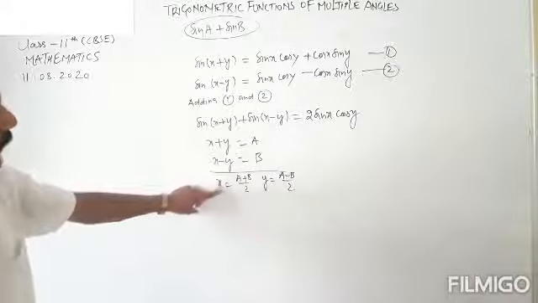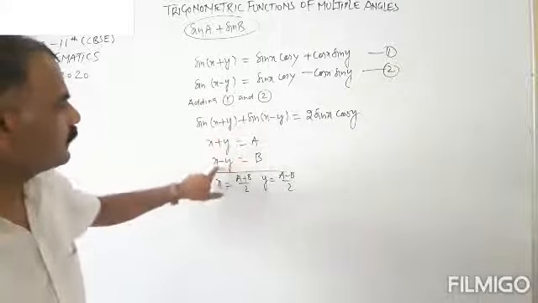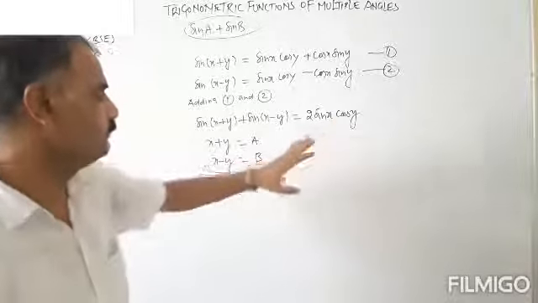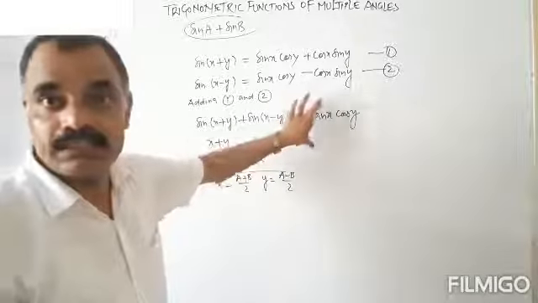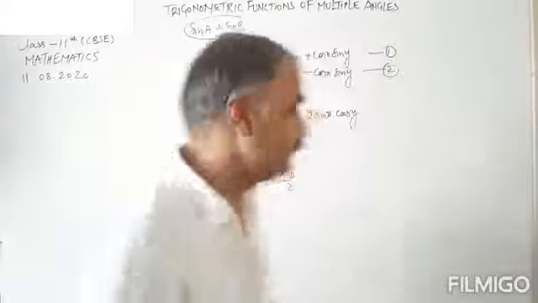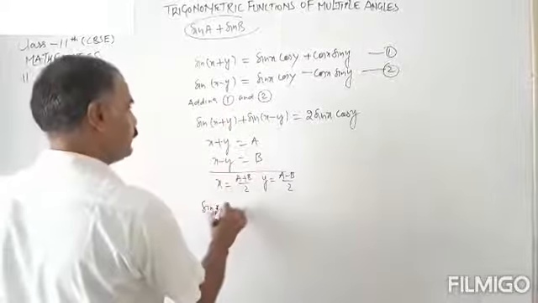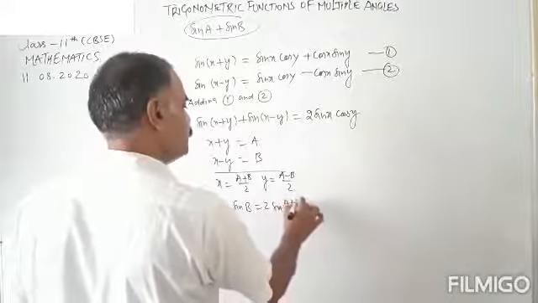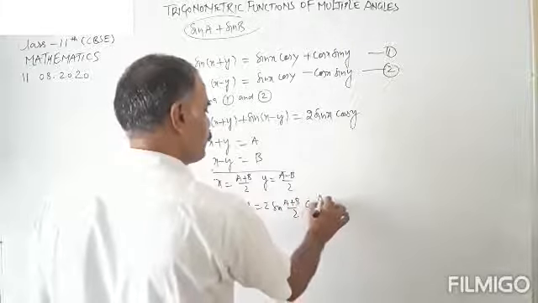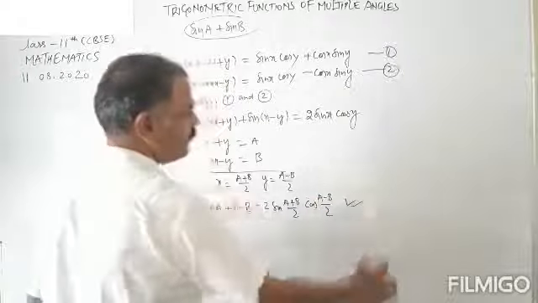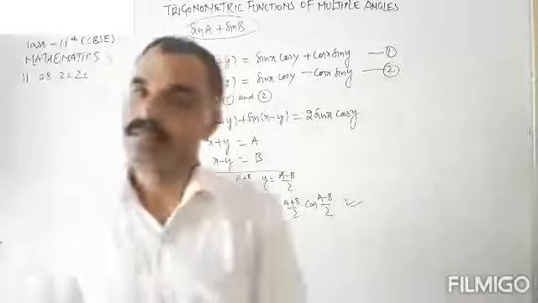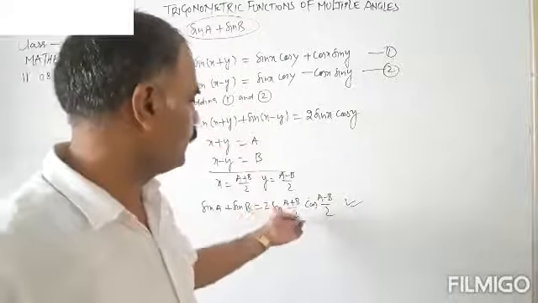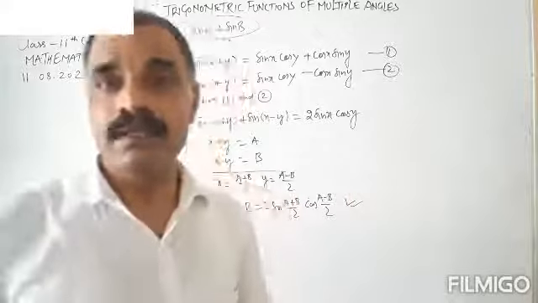Okay, so putting x plus y equals a, x minus y equals b, so x equals (a plus b) upon 2 and y equals (a minus b) upon 2 in the above equation. In this equation we will have sin a plus sin b equals 2 sin of (a plus b) upon 2 cos of (a minus b) upon 2. So this is one identity, that is sin a plus sin b equals 2 sin (a plus b)/2 cos (a minus b)/2.